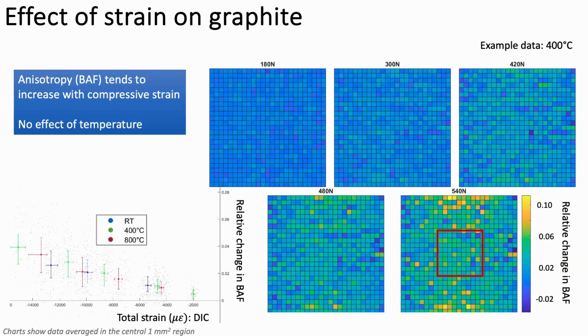Again, if you just look at the middle of the sample, you can see the trend as we go across. The anisotropy changes as the compressive strain increases. What's interesting is it doesn't depend on temperature. The graphite texture is changing in accordance with the strain. We're getting the strains at different stresses with different temperature. There's no change in the mechanism.